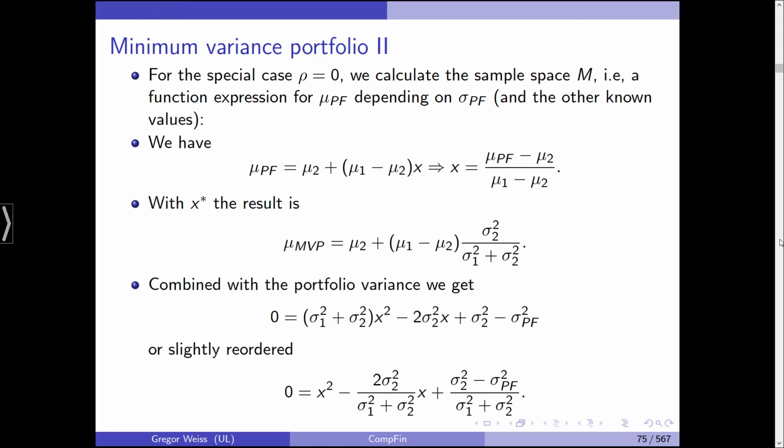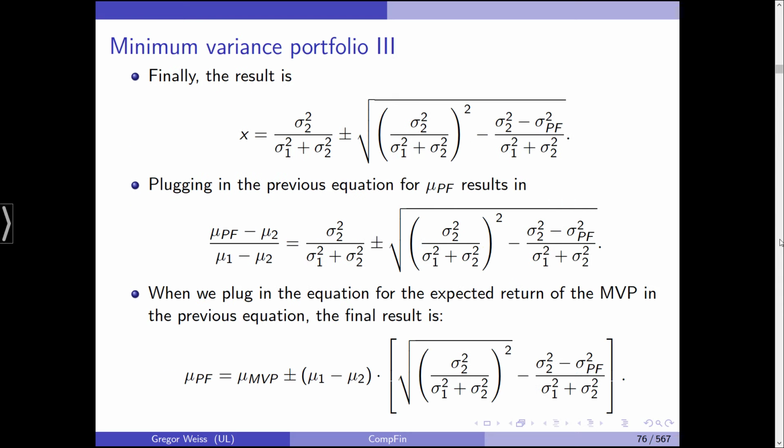And if we reorder this slightly, we get the last equation. This is just some simple algebra. And finally, we can solve for x, and plugging this all into the equation for mu pf here. Again, this is just very simple algebra, but what we get in the end is a solution for the expected return of the portfolio in case we are looking at the minimum variance portfolio.